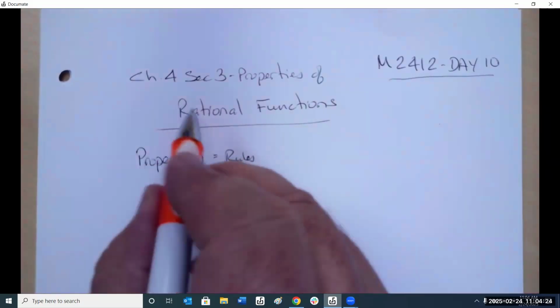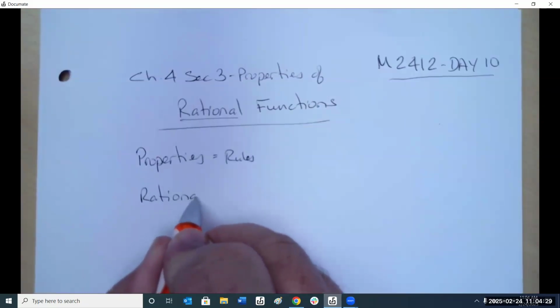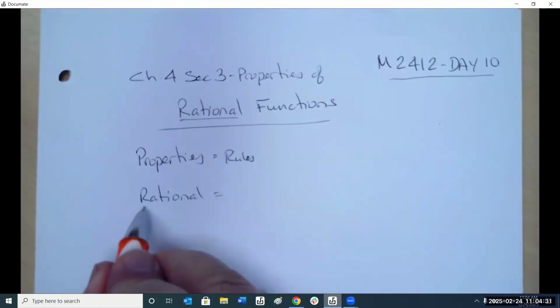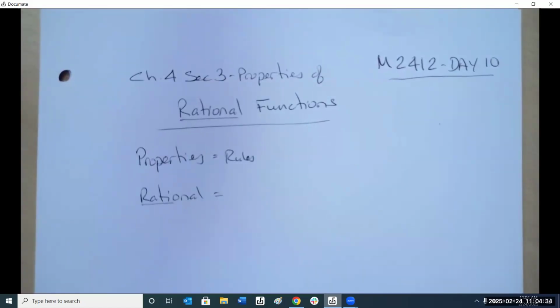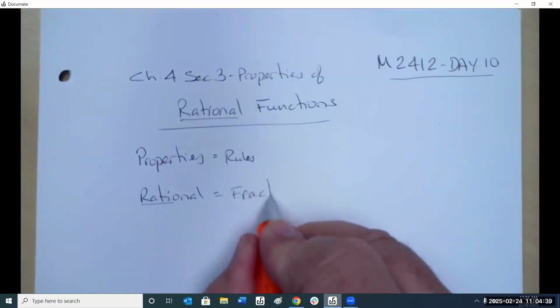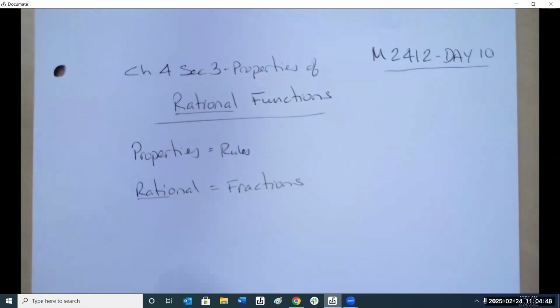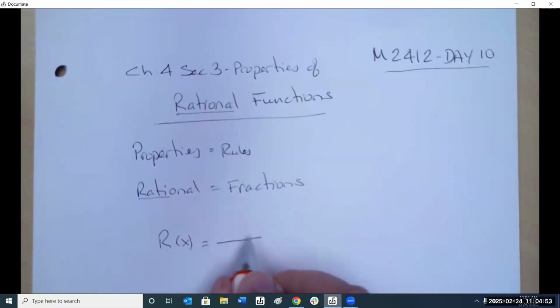So here we're talking about what are rational functions. Rational means what? Yeah, a ratio or fractions. So these are talking about rational functions or fractions, polynomial fractions. And they look like this. So any rational function is going to be made up of a polynomial on top and a polynomial on the bottom.